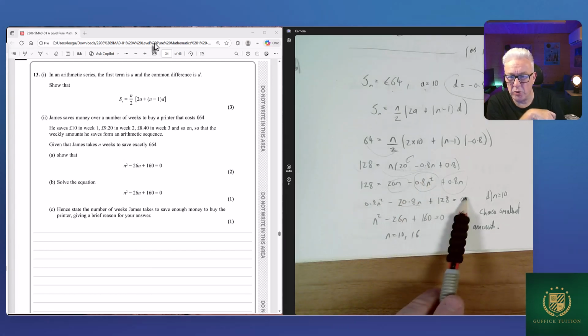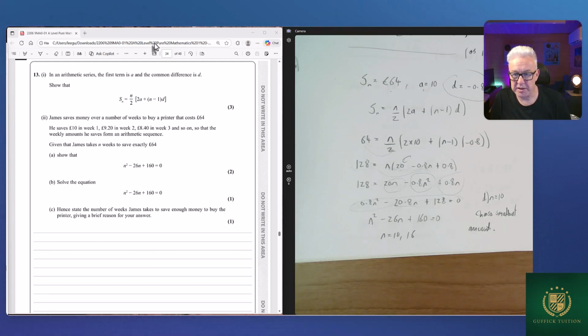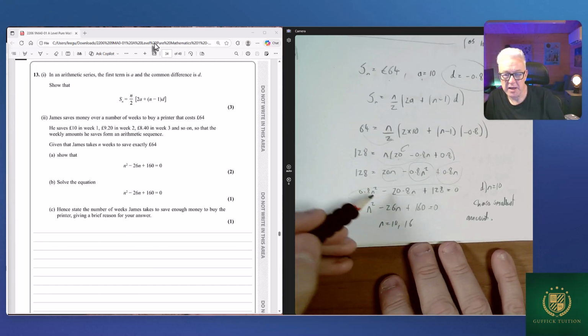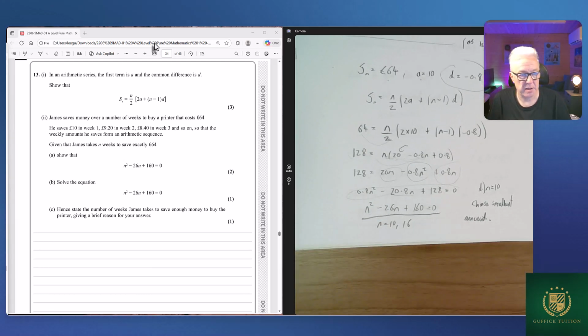Then we take the whole thing over to one side and we get that equation, 0.8n squared minus 20.8n plus 128 equals 0. Now from there, we just need to divide everything by 0.8, and we get this equation here, which is the one that we were required to get. Okay, so that's fine. That's our part A done. It seems quite a lot of work to me for 2 marks, but that's our part A done.